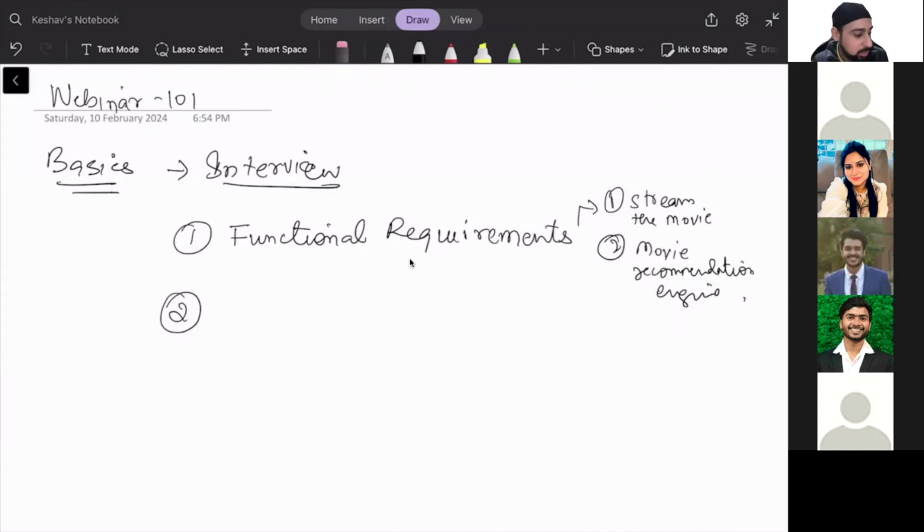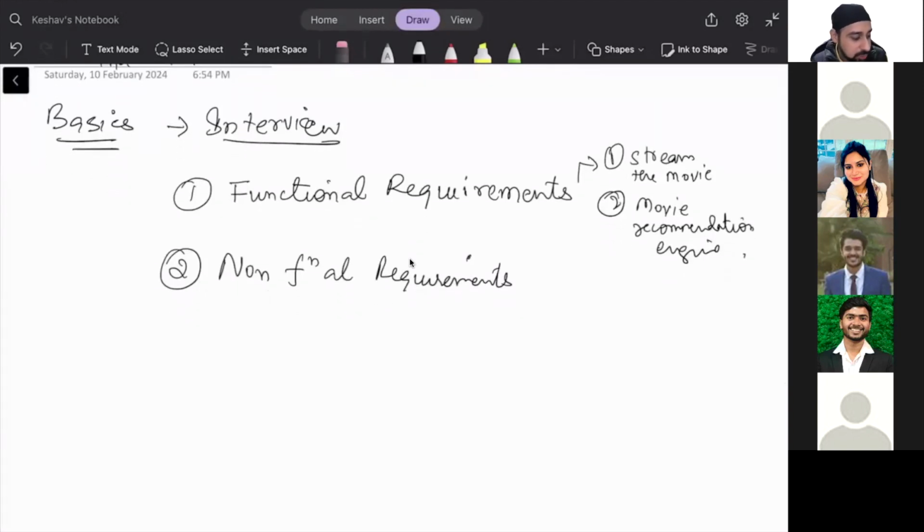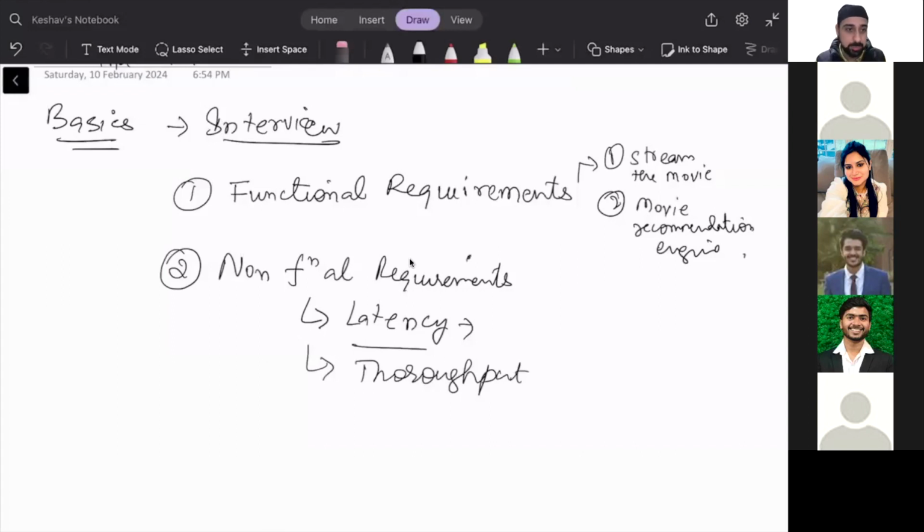Now comes up the non-functional requirements. In the non-functional requirements, the thing is how much is the latency of the system? Like how fast do you want the system to respond? So this is the latency. How is the throughput of the system? So you have to come up with these numbers. There needs to be expected numbers that you need to come up with.